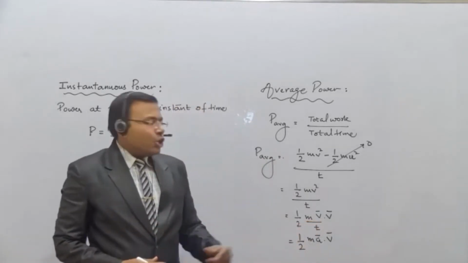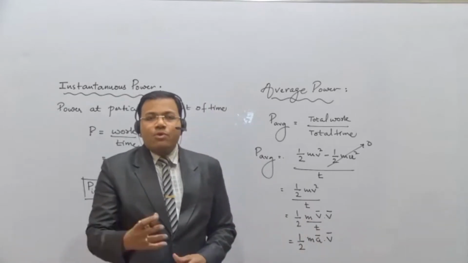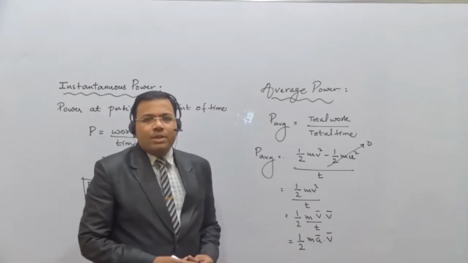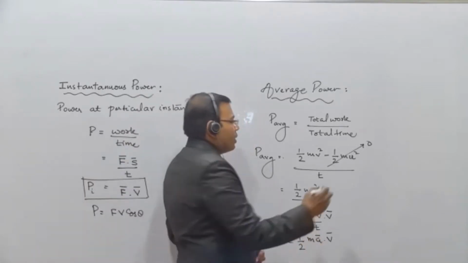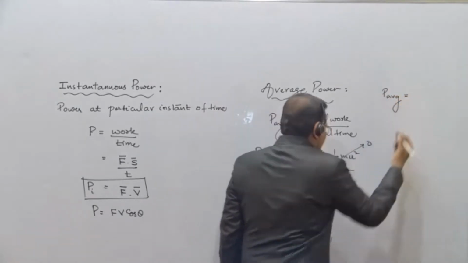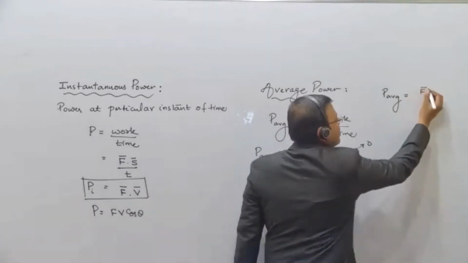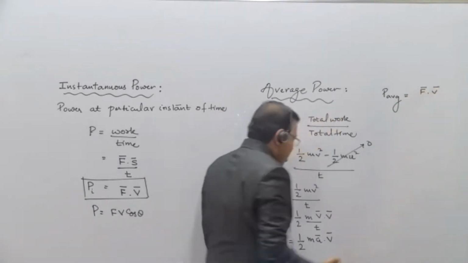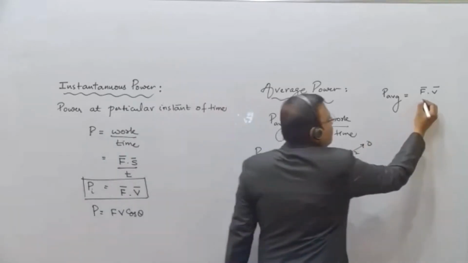Now students, you know what ma is? Force is the product of mass and acceleration. So in place of this I will write force. Therefore P average is equal to, this part is force, that is F bar dot V bar, because already we have V, and divided by 2.